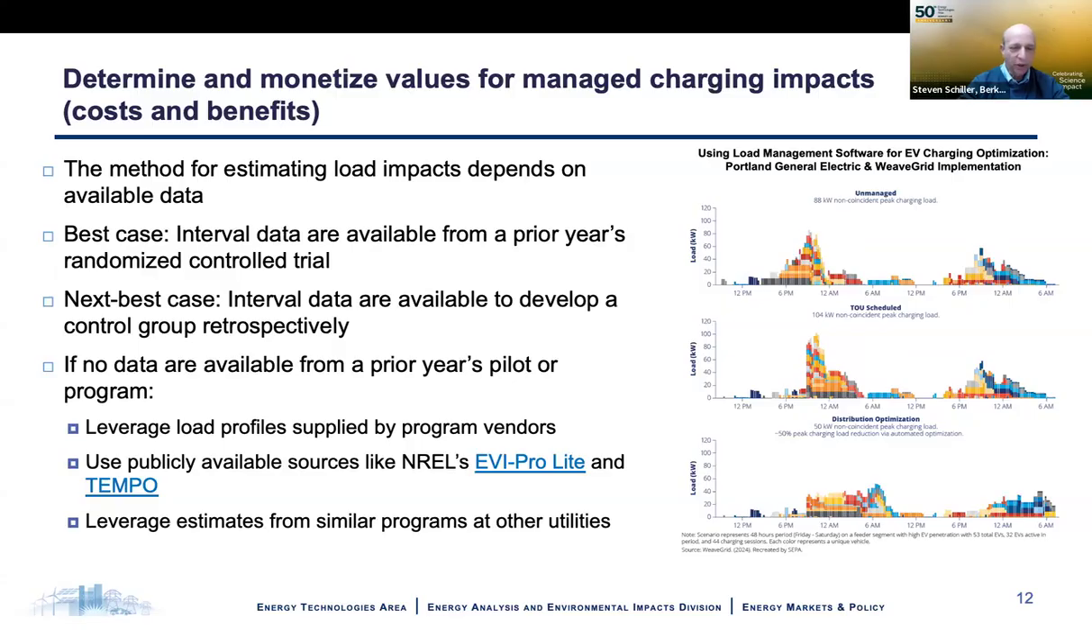But if you don't, you're going to perhaps have available data from other studies, other sources. There are load profiles available that vendors have as they're selling charging equipment, but also there are some publicly available resources, such as from our sister national laboratory, the National Renewable Energy Laboratory. Again, the links are here when you have these slides.